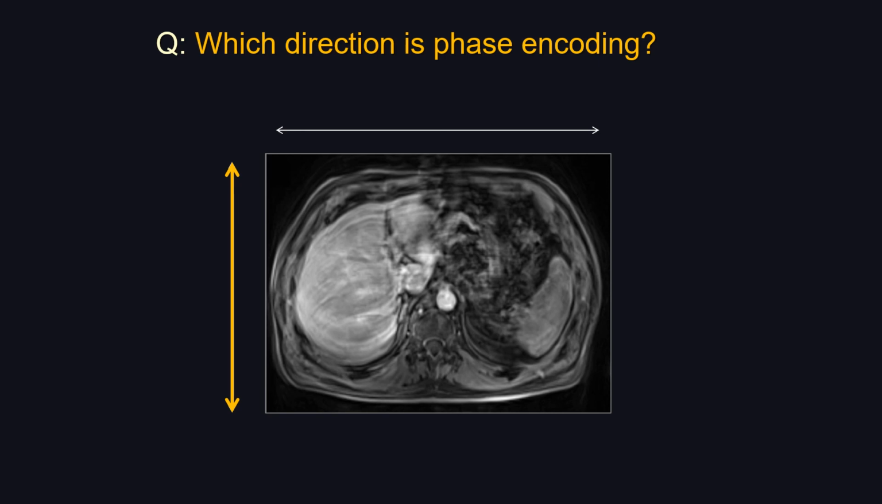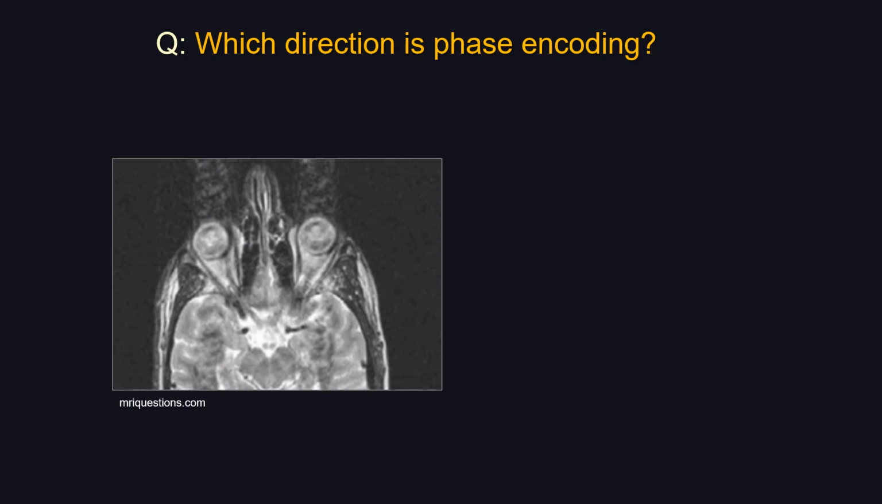Remember though, they are interchangeable, so you cannot always rely on the short axis or long axis of anatomy. You have to look for artifacts to answer the question correctly. Now we're beating a dead horse. As you can see, the ghosting artifact of the orbit is AP, so in this case, anterior to posterior.